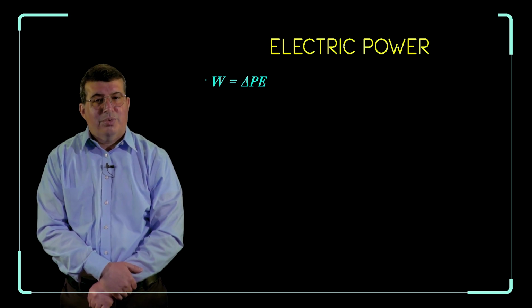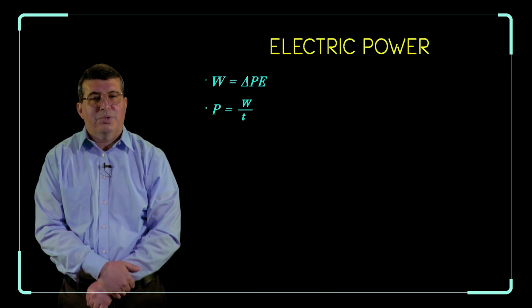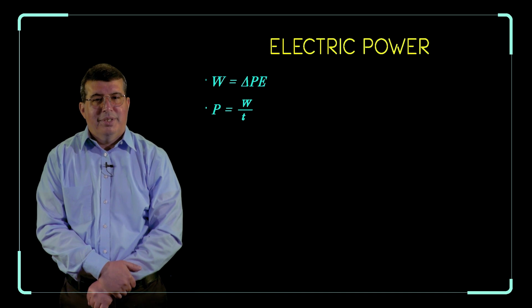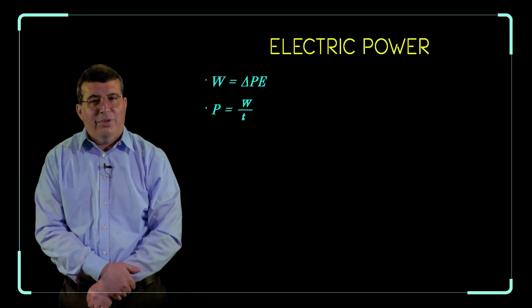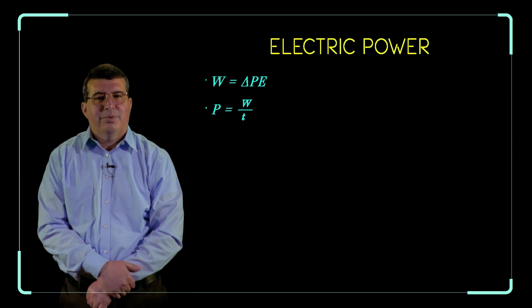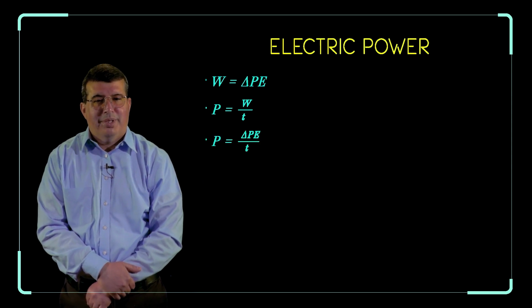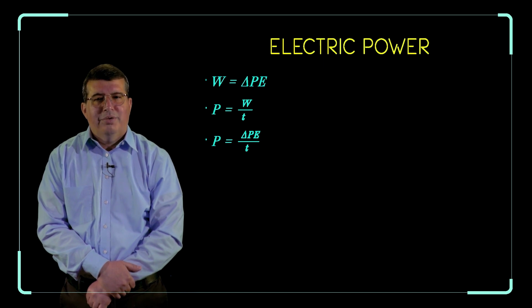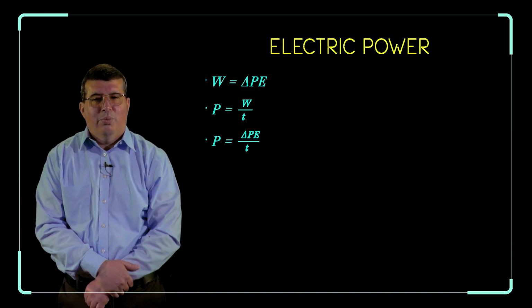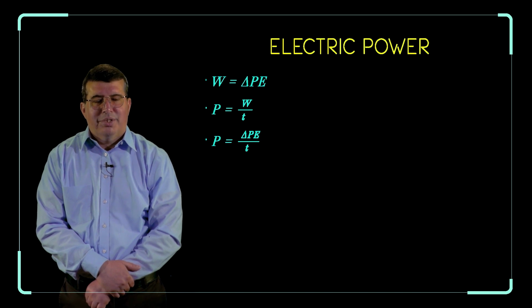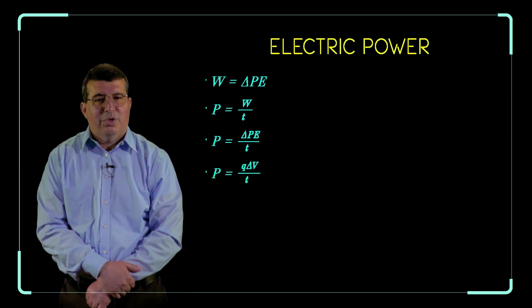The second equation is our equation for power. Power is work done divided by time. So that's another equation that you should be familiar with from an earlier unit. So power is work done divided by time, and work is equal to the change in potential energy. When we bring those two equations together, power is equal to change in potential energy divided by time. Now I can use my expression for electrical potential energy to substitute in for potential energy with charge times voltage. So power is also equal to charge times change in voltage over change in time.